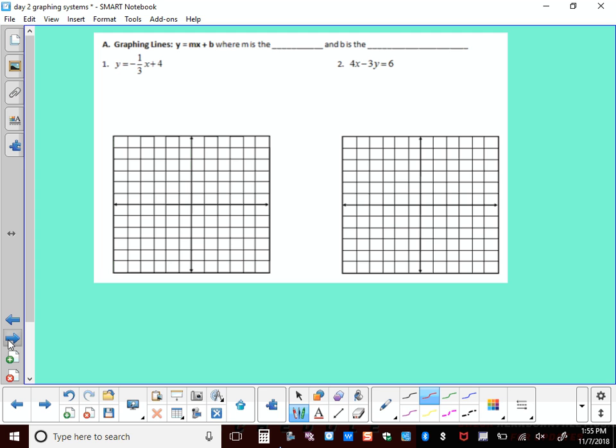Alright, so graphing lines. Graphing lines, we have y equals mx plus b, where m is the what? What's my m? Is it an x? No, that's b. Okay. What's in front of my x? 1/3. Guys, what is this called? Y equals mx plus b. What's your m? It is your slope.